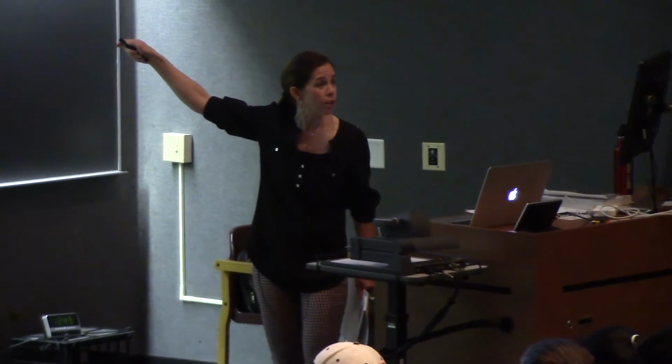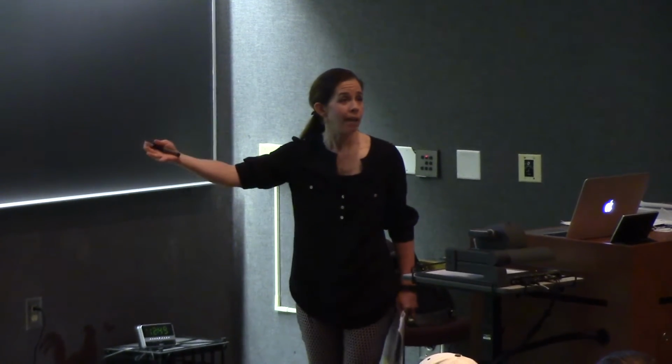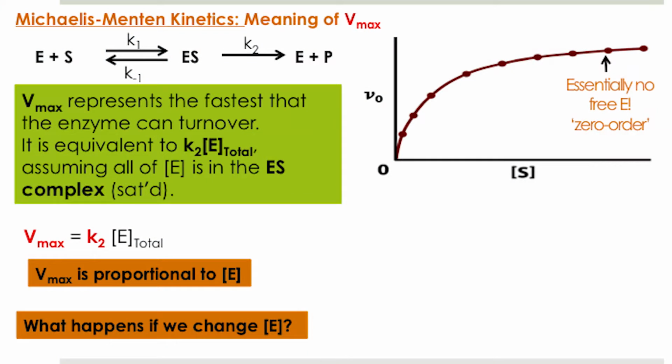Given this enzyme concentration, we can increase the formation of the product by adding more enzyme. And that's why we take into account our enzyme concentration. Okay, right. So Vmax is our K2 times the total concentration of the enzyme, proportional to E. We've already talked about what happens if we change it.